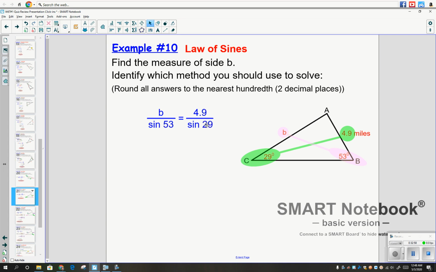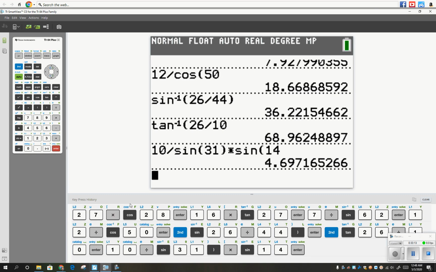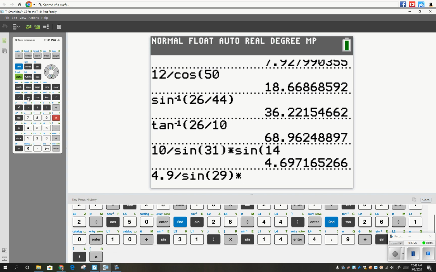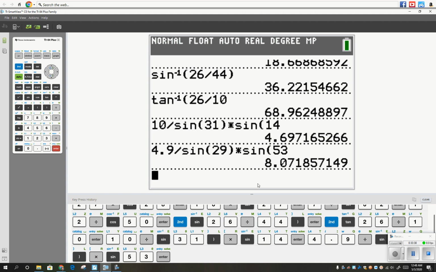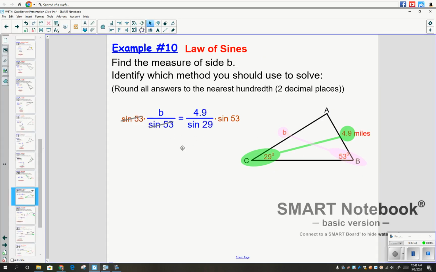How do I solve? Get B by itself. I'm going to multiply both sides by sine of 53. They'll cancel on the right, leaving me just B. B then equals 4.9 divided by sine of 29 degrees times sine of 53. 4.9 divided by sine of 29. Make sure you close the parentheses. Times sine of 53. And I end up with 8.071. The 1 tells me to round down, so it's 8.07 miles is my answer.